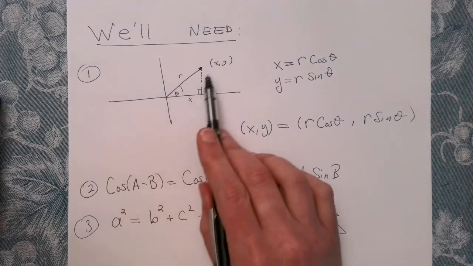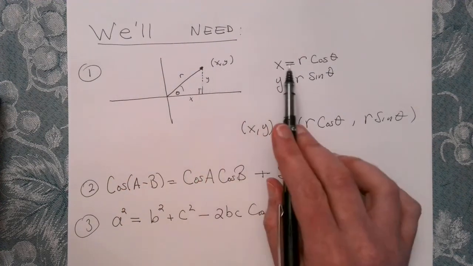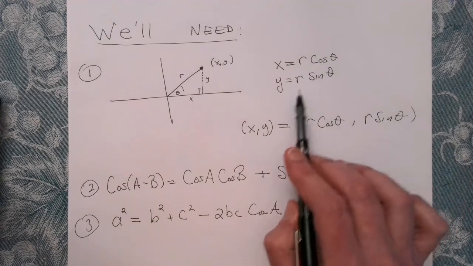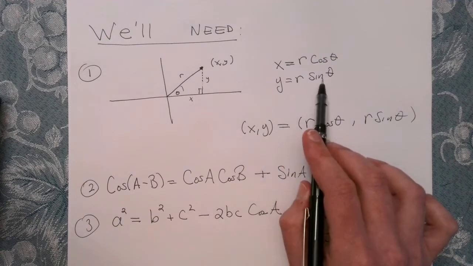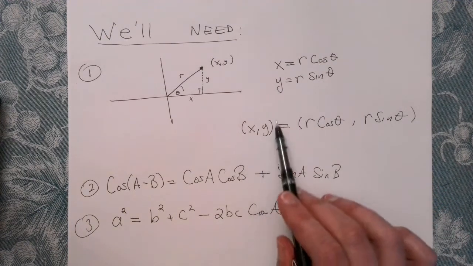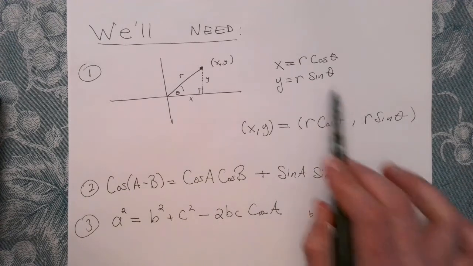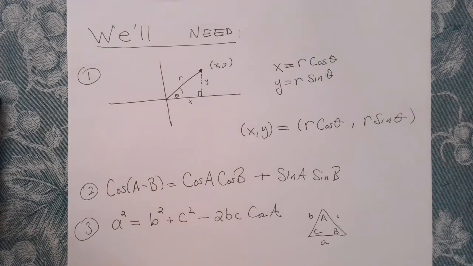So first, expressing this point, remember that x is equal to r times cosine of theta. Y is equal to r times sine of theta. So I can express xy in exactly this way. We're going to need the cosine of the difference of angles formula. That's a classic. And then 3, we're going to need the law of cosines.